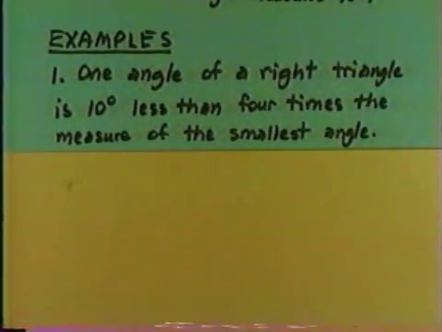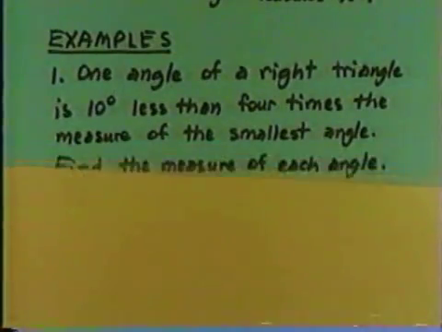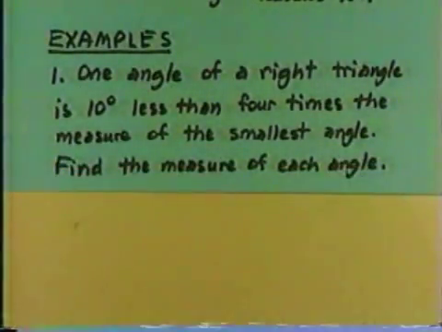Example 1. One angle of a right triangle is 10 degrees less than 4 times the measure of the smallest angle. Find the measure of each angle.